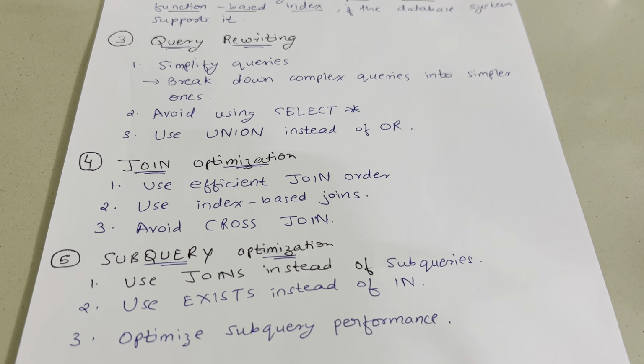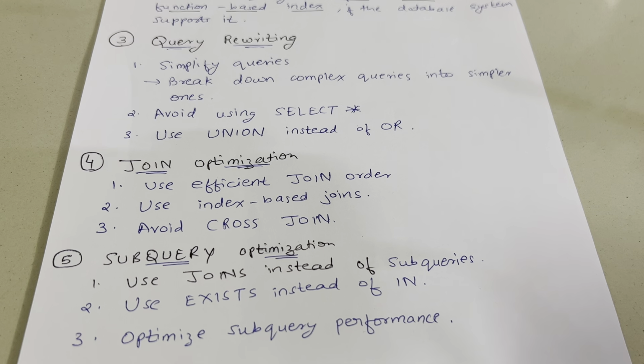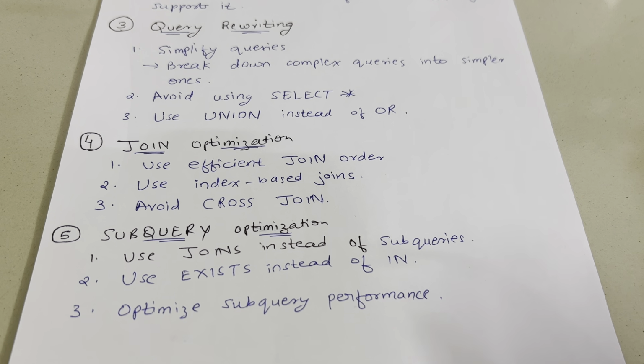Fourth is join optimization. Use efficient join order. When you have multiple joins in your query, make sure you are ordering the joins efficiently. Number two, use index-based joins. Try to create indexes on the columns on which you are joining the tables. Third is avoid cross join. Cross join slows down your query, so make sure you avoid using cross joins unless it is a requirement of the problem that you are working on.